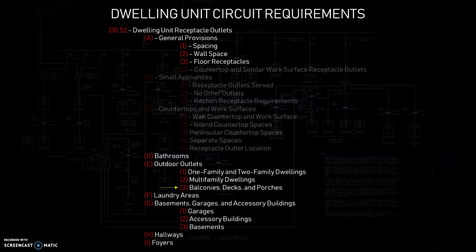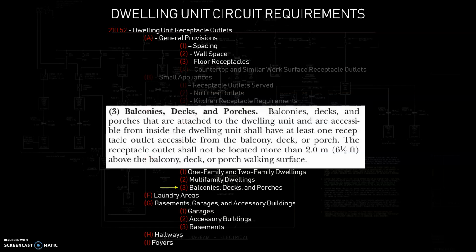And then balconies, decks, and porches here, they're going to tell us that any time that they are attached to the dwelling unit and accessible from inside the dwelling unit shall have at least one receptacle outlet accessible from the balcony, deck, or porch. And again, we must be lower than 6.5 feet.